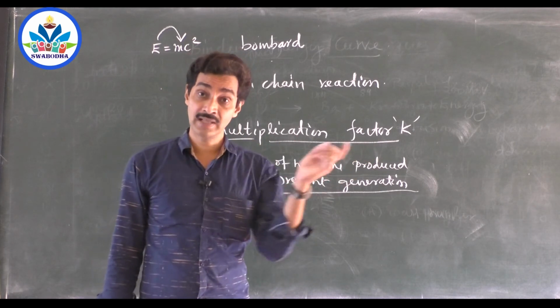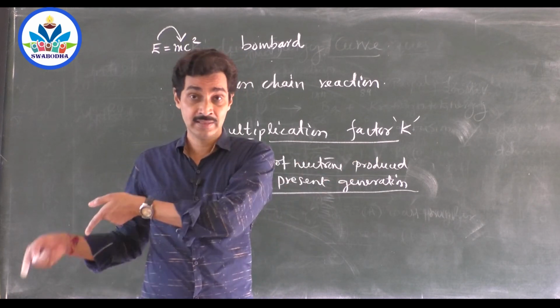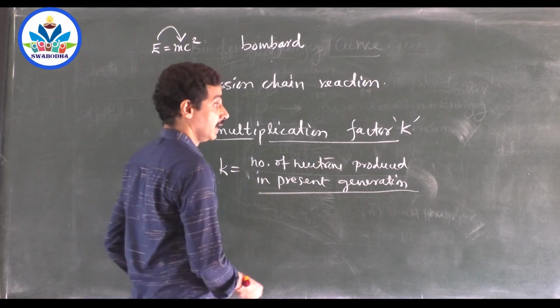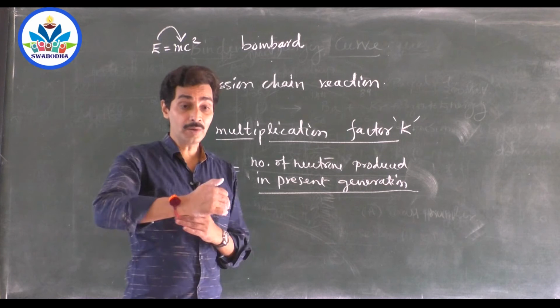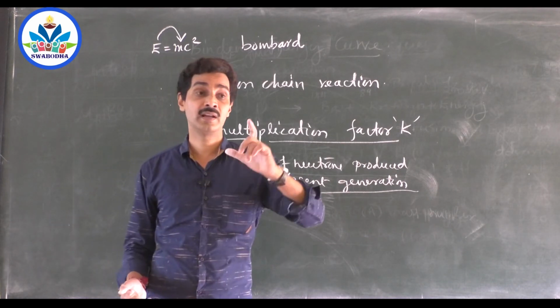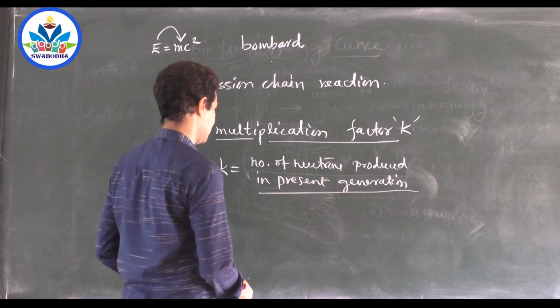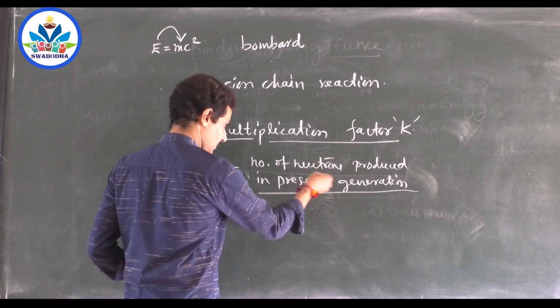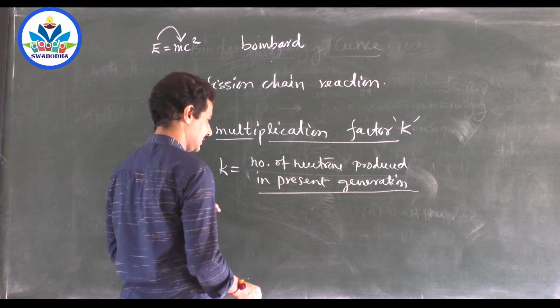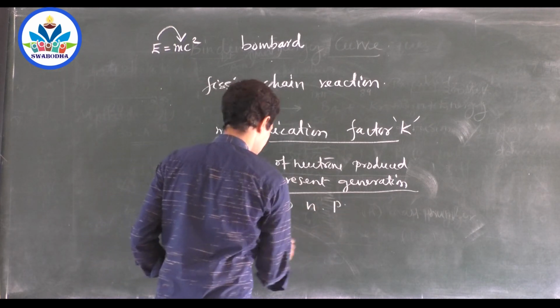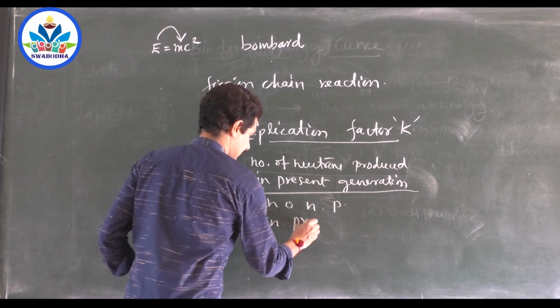If it is more than the preceding generation, that means the previous generation, then it is growing, right? If you have scored more marks than the previous one, you are improving. That's what we say. So K is the ratio of the number of neutrons produced in the present generation to the number of neutrons produced in the preceding generation.